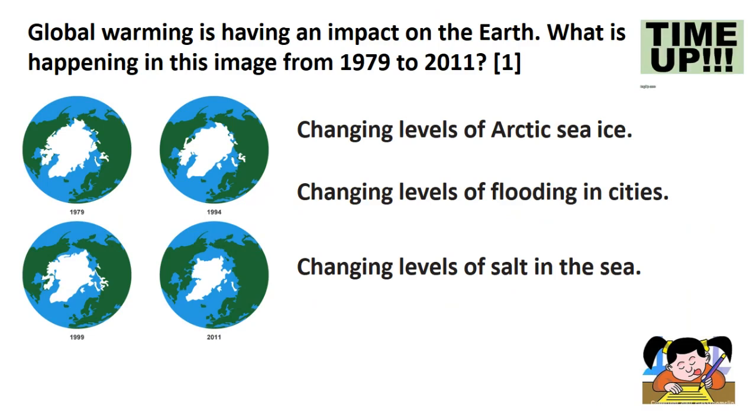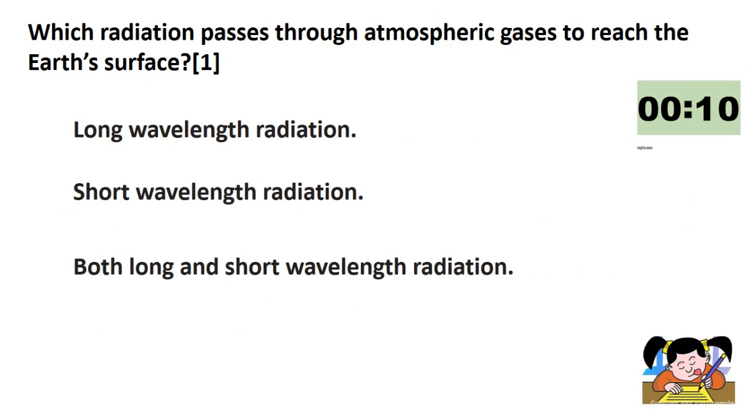Global warming is having an impact on the Earth. What is happening in this image? So I've given you 4 images, and you can see what's happening. The white bit does represent ice. Okay, ice. So you can see when you move from 1979 to 2011, the surface area of the ice, or the area that the ice covers, has drastically reduced. The second question comes up, and you got just 10 seconds to answer it. Just write down the right answer, please.